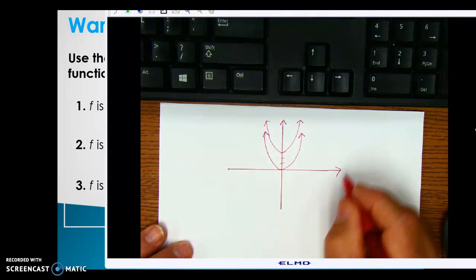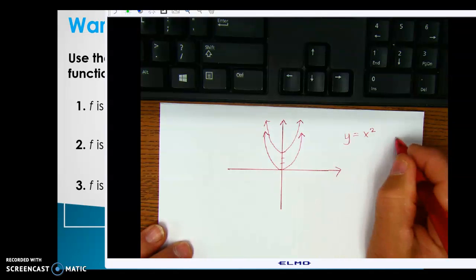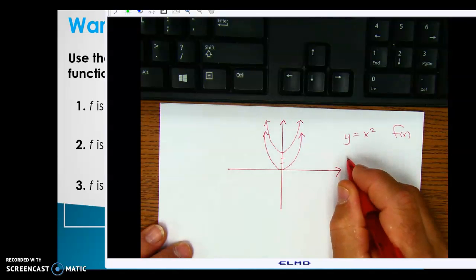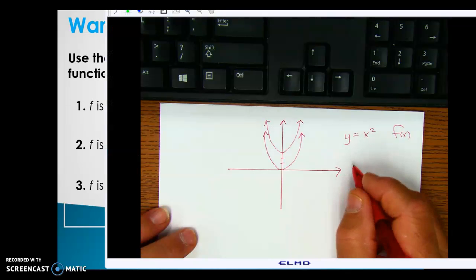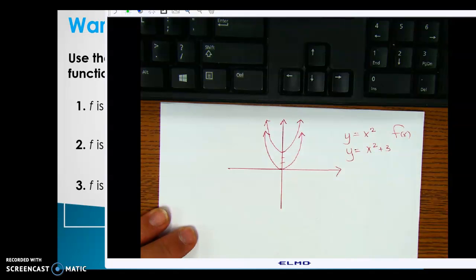Okay, but what is the equation? If y equals x squared was the original equation, or f of x, however you want to write it, all I did was, let me make sure I did that right. Yeah, 3 units up. All I got to do is write y equals x squared plus 3. That's the equation.